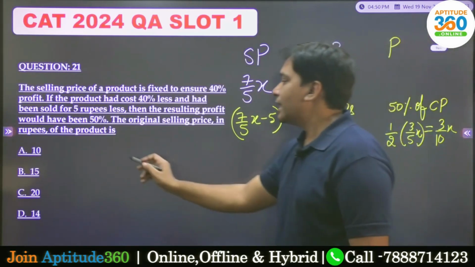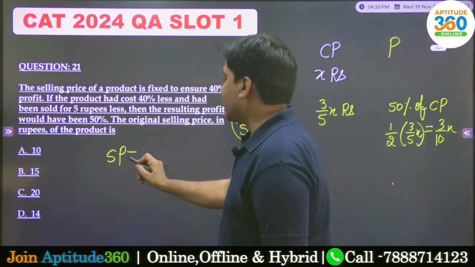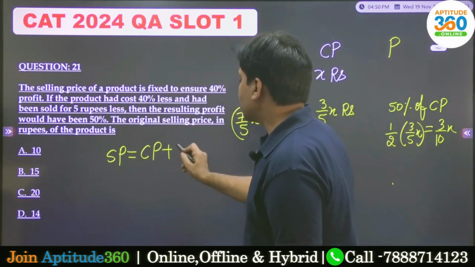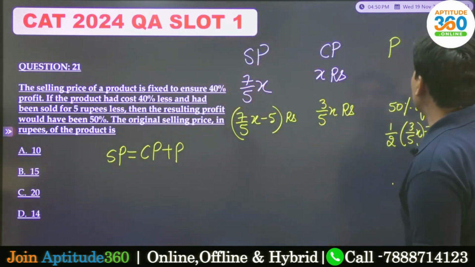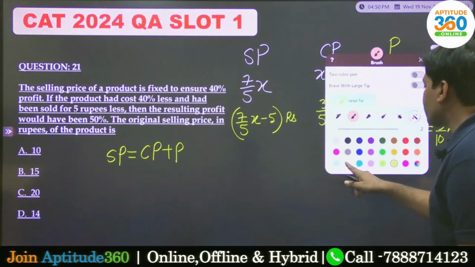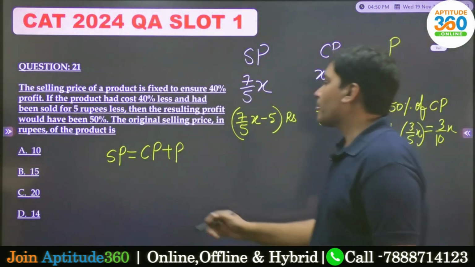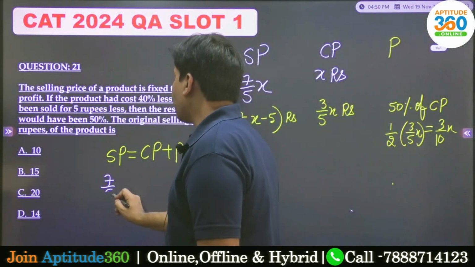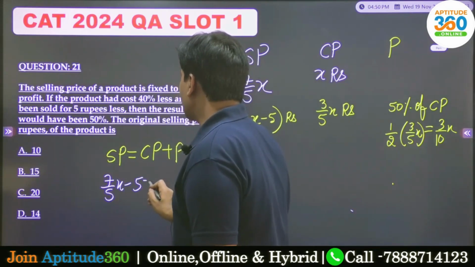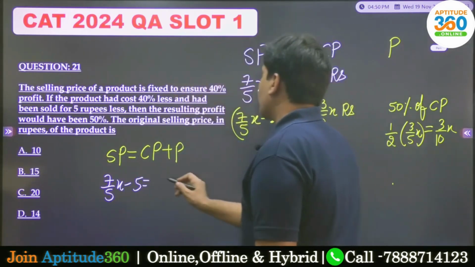So can I say that selling price obviously is equal to cost price plus profit? We know cost price, we know selling price, we know the profit. We will be able to find out the value of X from here. So selling price is 7 by 5x minus 5. The value of cost price is 3 by 5x.